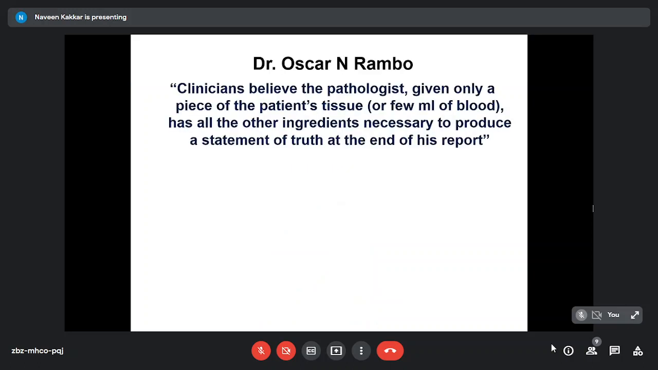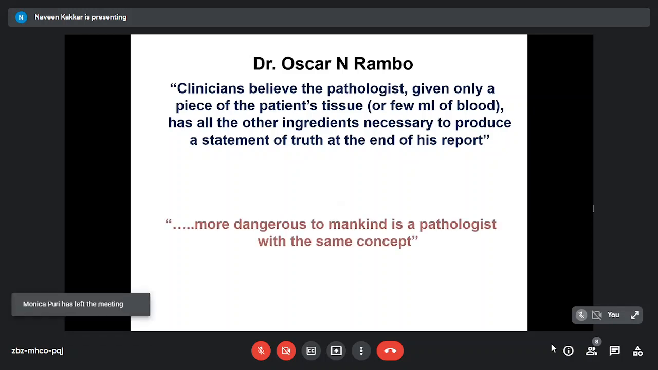This is a statement given in the surgical textbook of Ackerman by Dr. Oscar and Rambo. I'll leave it for a few seconds for you to read. I added the few ml of blood that was not in his original because he was a histopathologist. And then he goes on to add, more dangerous to mankind is a pathologist with the same concept. So in the lab, if you're not asking for clinical information, you've just started digging your grave, because one day a wrong result will engulf you.